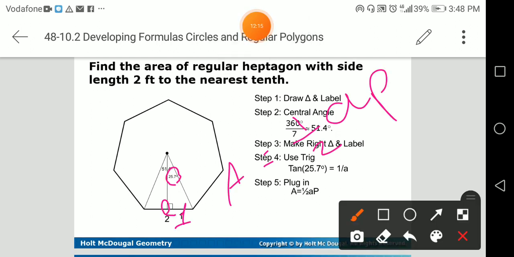So what I need to get now is the area. The area is equal to half AP. So I'm going to use the trig, tangent. Why am I going to use the trig? To get the apothem. I need to know the apothem now. So how can I know the apothem?